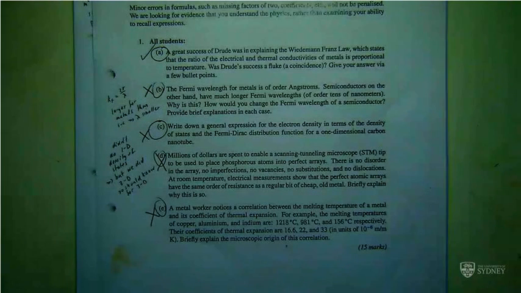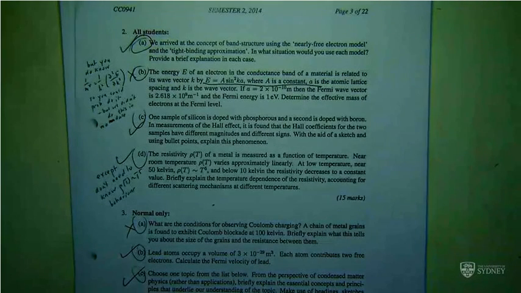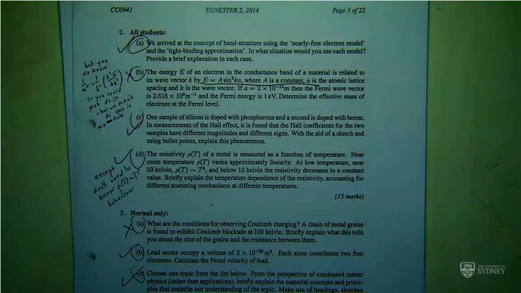And yeah, what I want to say, all of the exams, and the current one too, will have the same format. There will be 2 questions for all students, and then there'll be 1 question for normal and 1 question for advanced. So continuing on with the exam from 2014. Okay, band structure using the nearly free electron model and the tight binding model. Yes, you did that. That's fine.